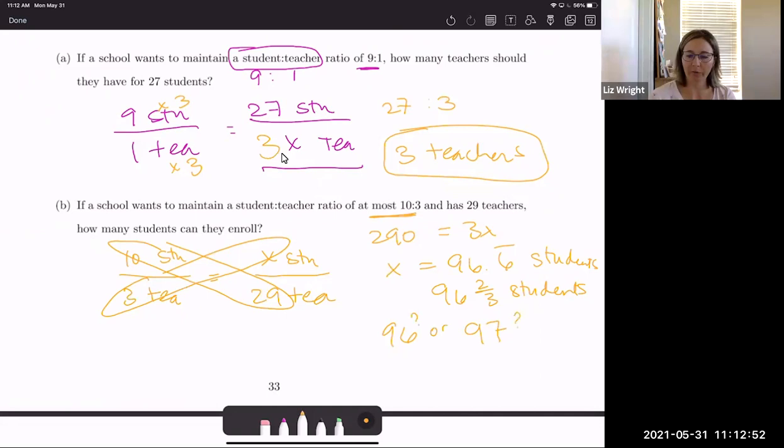Well, in order to figure that out, we've got to go back here and read the problem. It says, if the school wants to maintain a student to teacher ratio of at most 10:3 and has 29 teachers, how many students can they enroll? Well, if you enroll 97, one of those classes is going to be at 11. There are going to be 11 students in one of those classes. So absolutely, we cannot do that. So we have to go down because we want at most a 10:3 ratio. So this one's going to be 96 students.